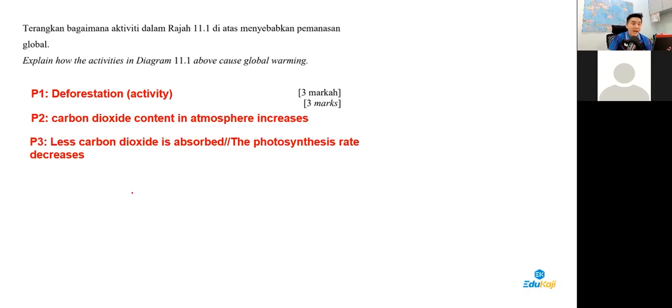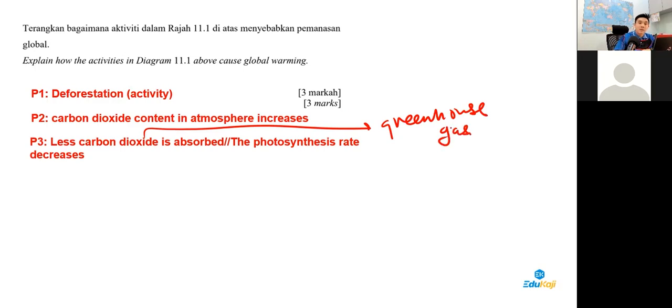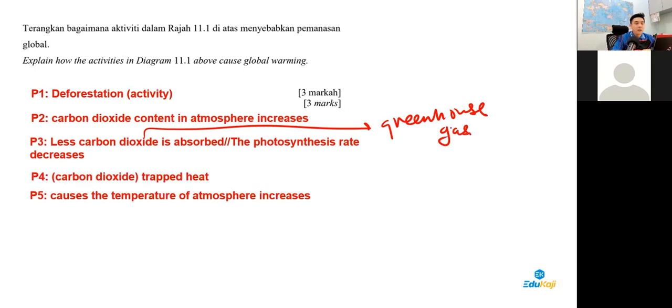And this is a greenhouse gas. Guys, you can state that carbon dioxide is actually a greenhouse gas. This is a greenhouse gas. Trapping heat, atmospheric temperature increase.